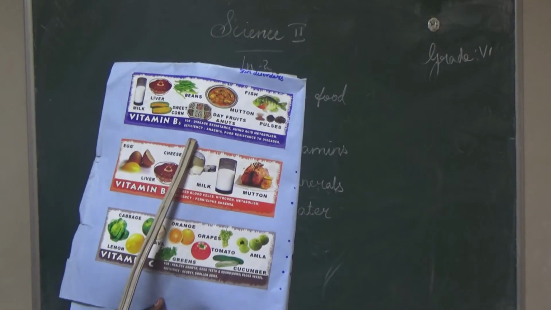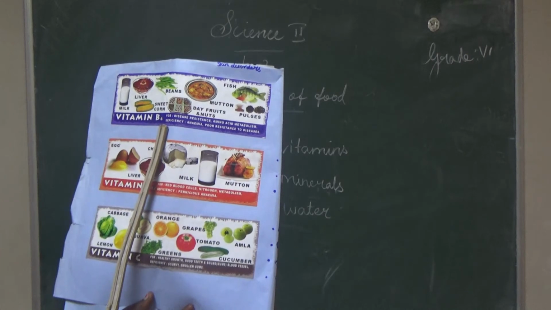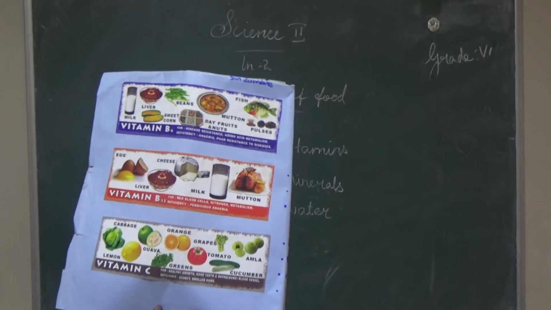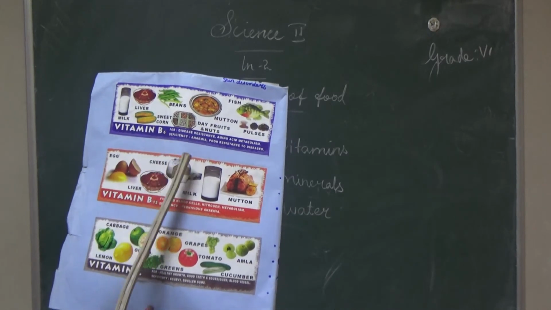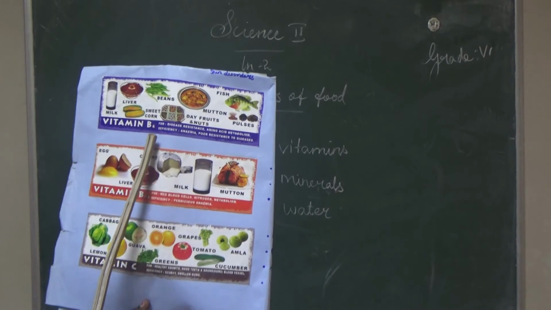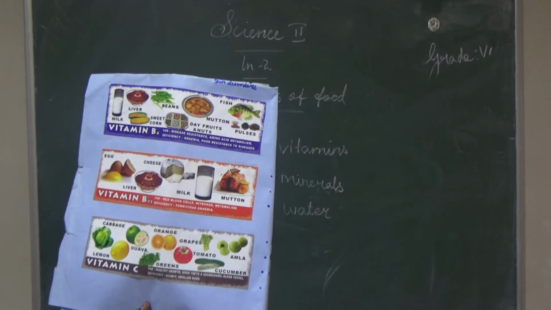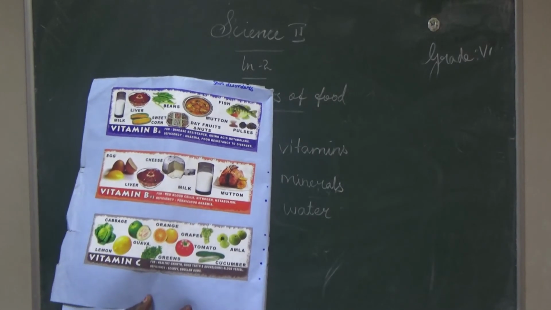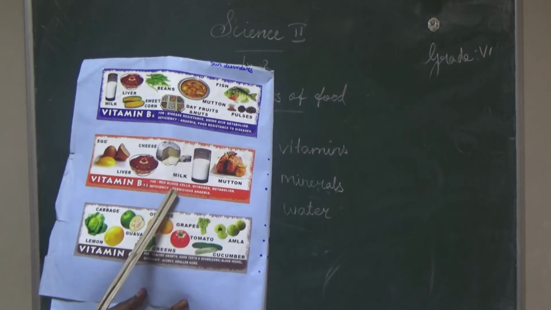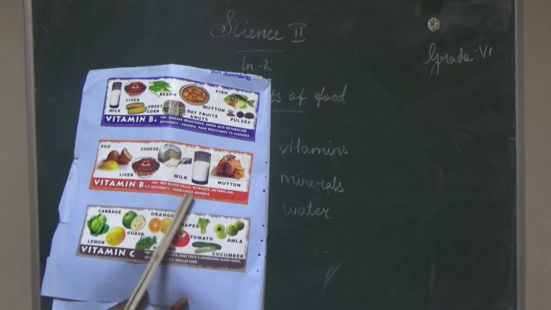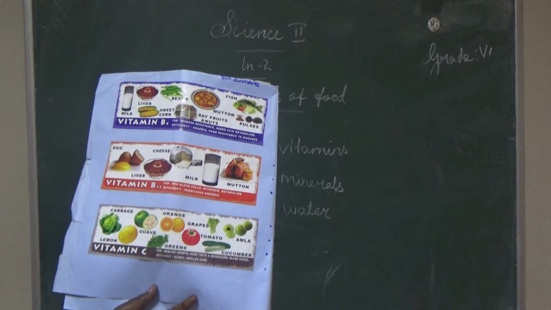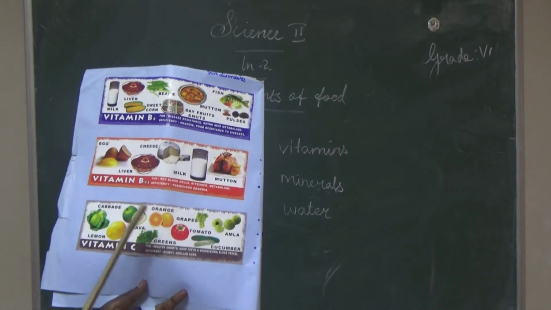What is the function of vitamin B6? It is helpful for amino acid metabolism in our body. What is the deficiency of this vitamin B6? Anemia. What are the symptoms? Pale colored nails, and eyes also pale in color. These are some of the symptoms.